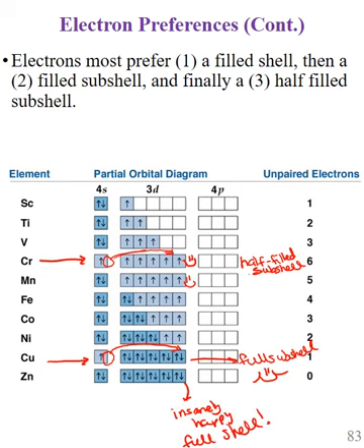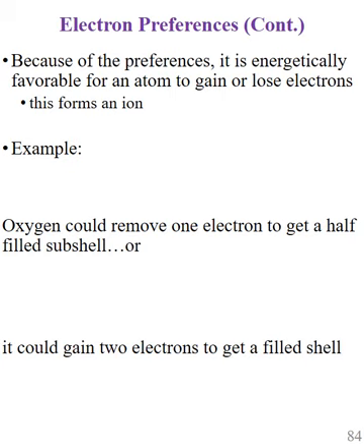So the thing with this slide is that with transition metals, the transition metals can pull an electron from a lower orbit and pull it up to a higher orbit in order to make the higher orbit happy. Because of the preferences, it is energetically favorable for an atom to gain or lose electrons, and this forms an ion. For example, let's say we're going to look at oxygen.